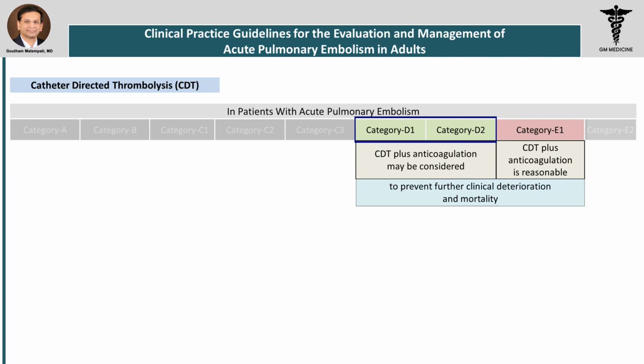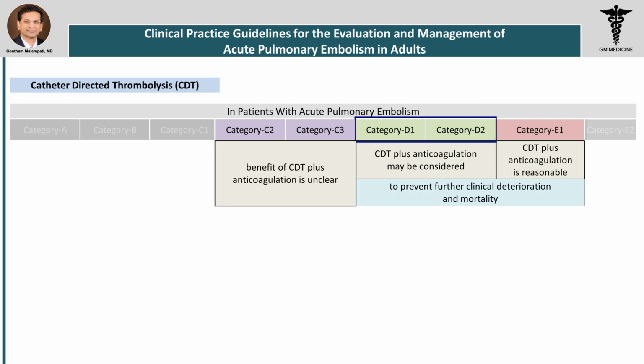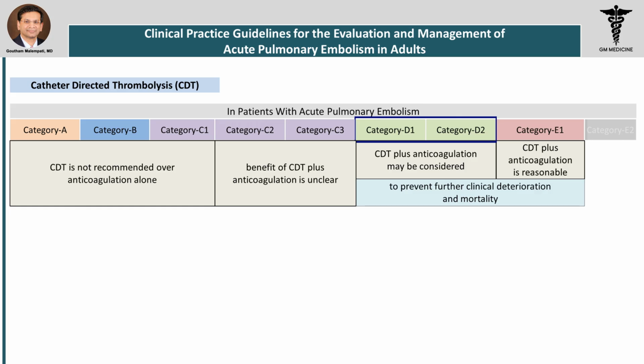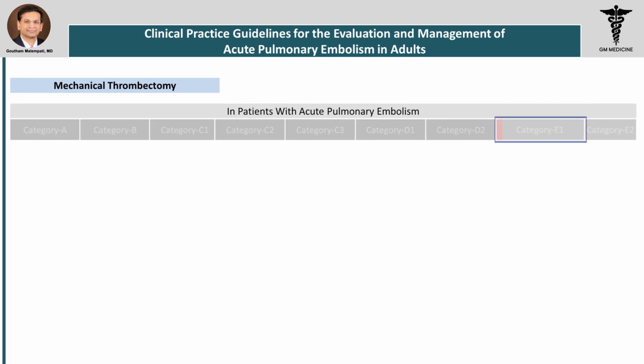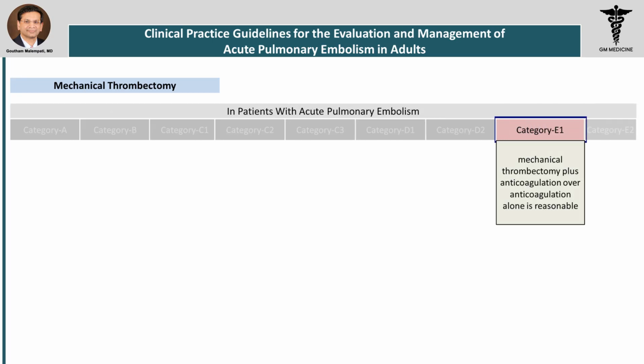In patients with acute pulmonary embolism, categories C2, C3, the benefit of catheter-directed thrombolysis plus anticoagulation is unclear. In patients with acute pulmonary embolism, categories A through C1, catheter-directed thrombolysis is not recommended over anticoagulation alone. Mechanical thrombectomy. In patients with acute pulmonary embolism, category E1, mechanical thrombectomy plus anticoagulation over anticoagulation alone is reasonable.